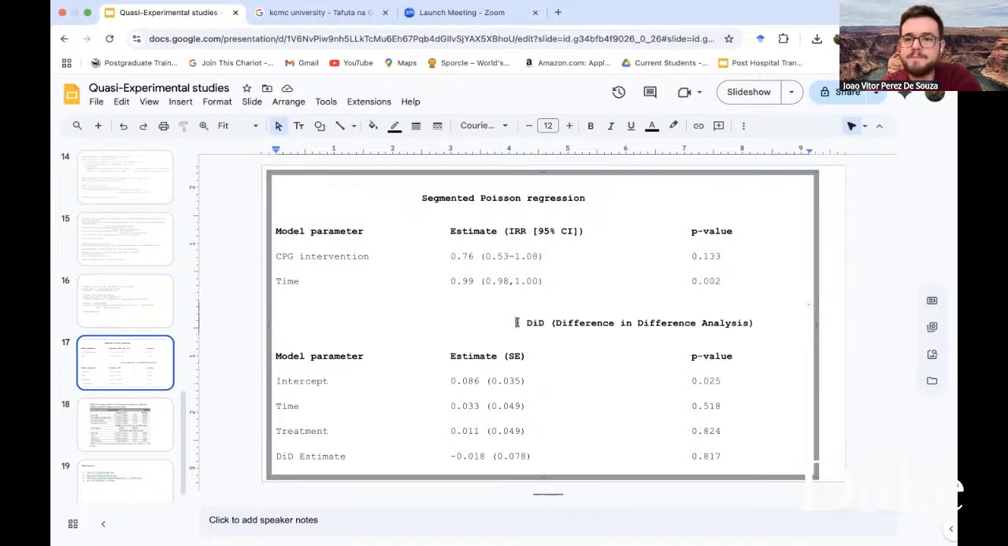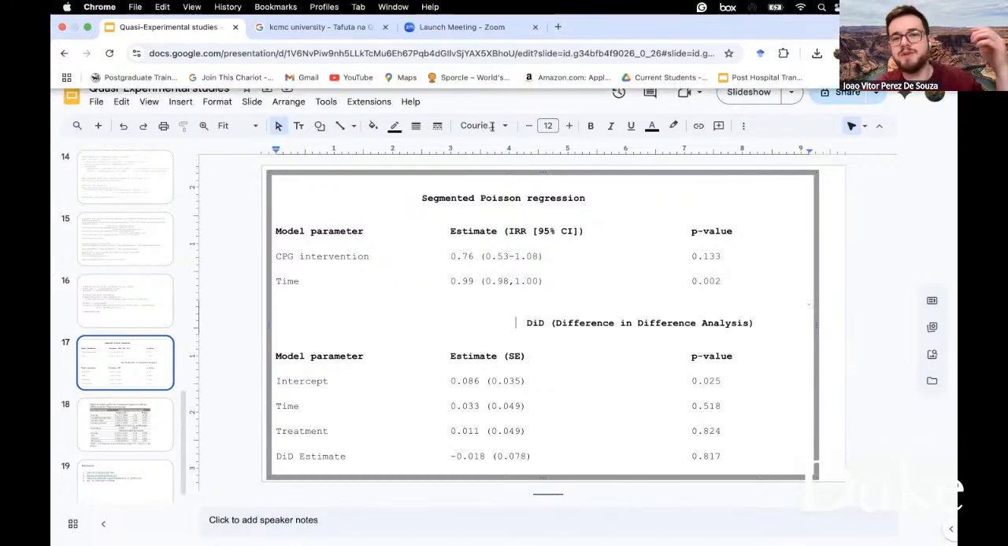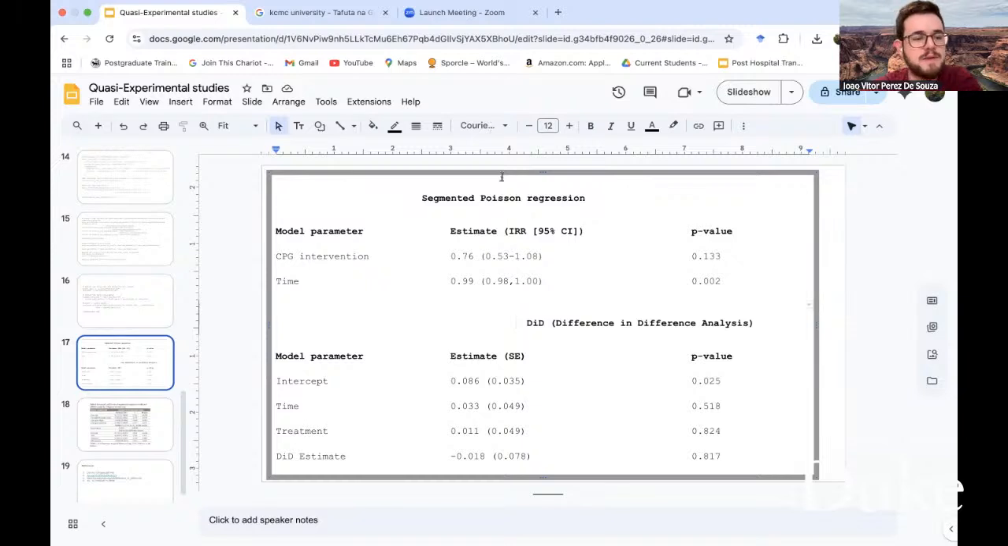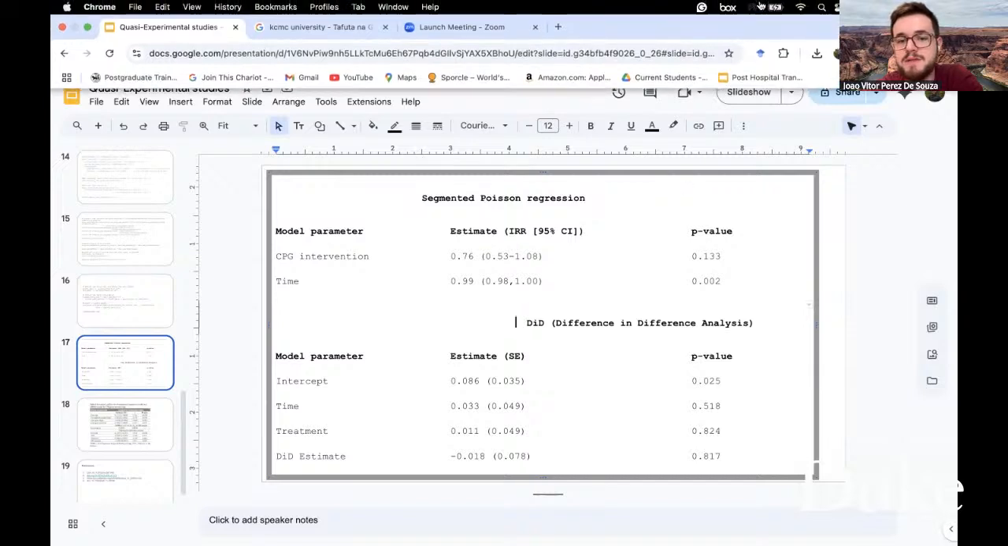Alexander shared earlier in the chat as well, because there is a construction background, it's not as well defined. He says that there is a video model that can be used, joint point regression, which is made available by the NIH as well. It's probably very similar to the segmented Poisson regression. If anyone is interested, you can look online for joint point regression.